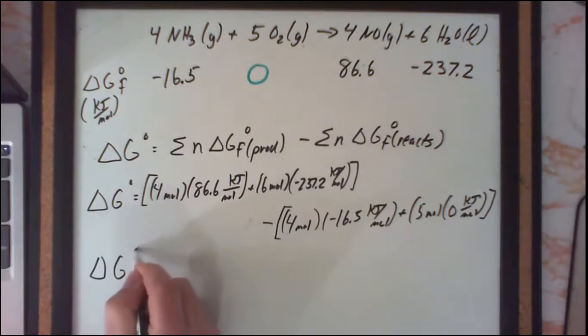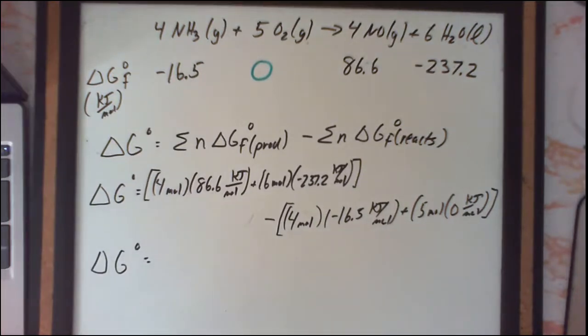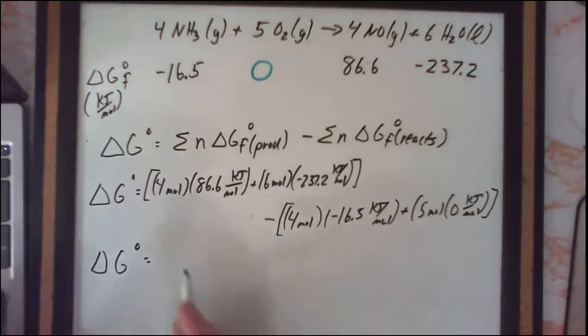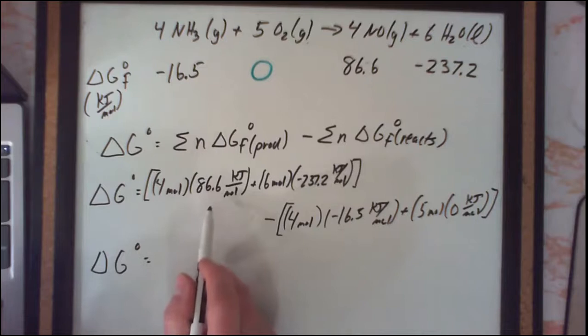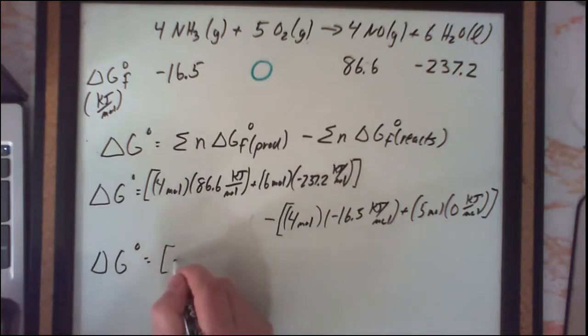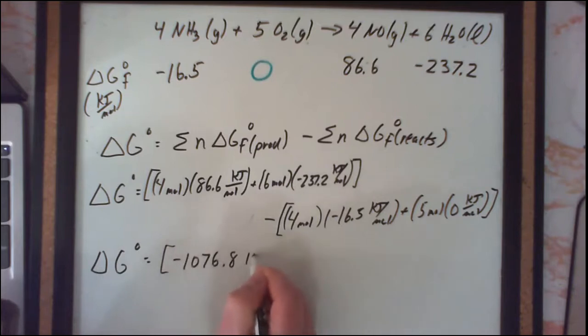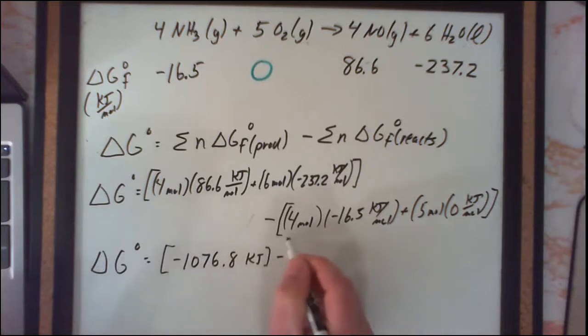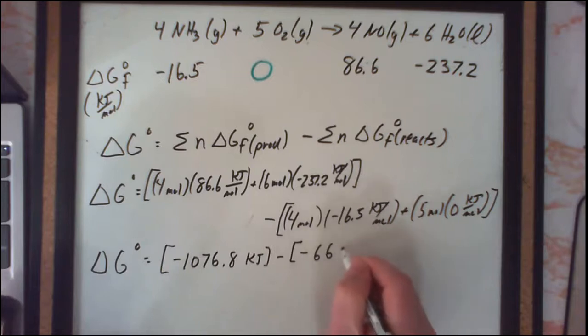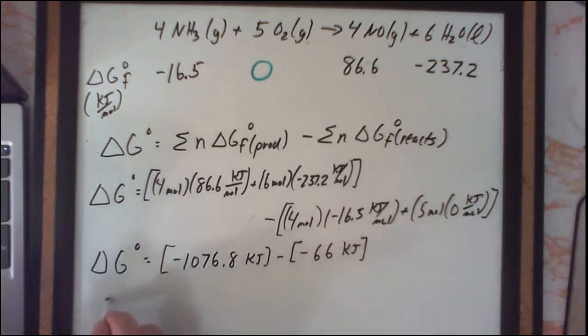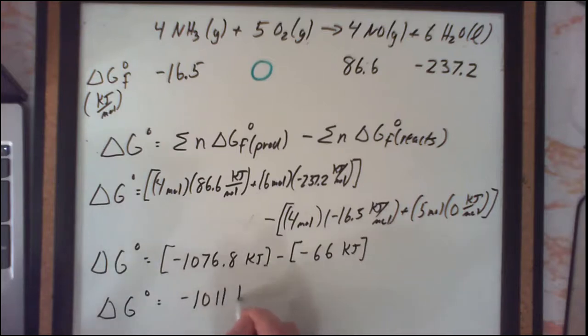So when we plug our numbers in, we find the sum of the delta G formation values of the products is a negative 1076.8 kilojoules. Subtract from that number the sum of the delta G formation values of the reactants, which is a negative 66 kilojoules, to give us then a delta G of the reaction of negative 1076.8 kilojoules minus a negative 66 kilojoules, gives us a value of negative 1011 kilojoules.